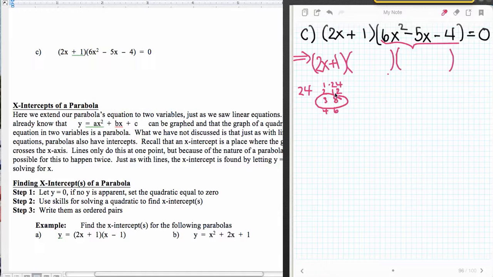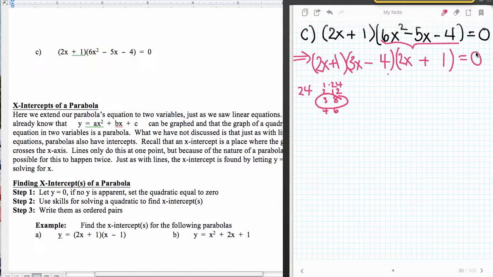a product of 3. Well, the only way I'm going to get a product of 3 is to factor this 6 as a 3 and a 2, right? And then the only way that I'm going to get an 8 from a 3 and a 2 multiplying by something is if I use a 4. So I'm going to put a 4 in here and a 1 in here. So we have a 3 out here and an 8 in here. That gives us my difference of 5. So I need a negative 8 and a positive 3.